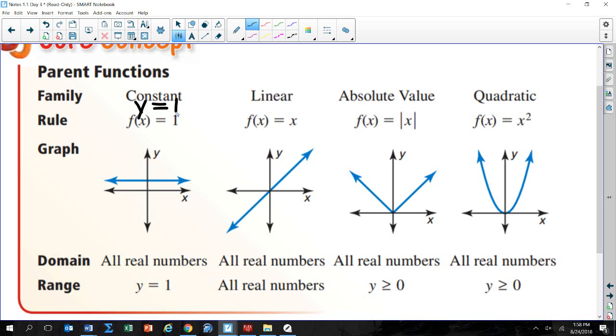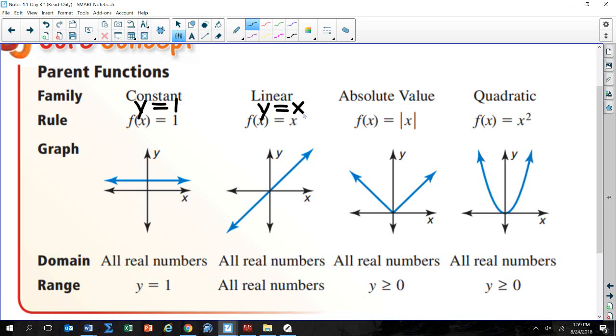The next parent function we've talked about is called a linear parent function. A linear parent function is in the form y equals x. So I want you to look at the box and identify where you see a line. Okay? And I want you to put in the function y equals x. This is your linear parent function. It looks like this.